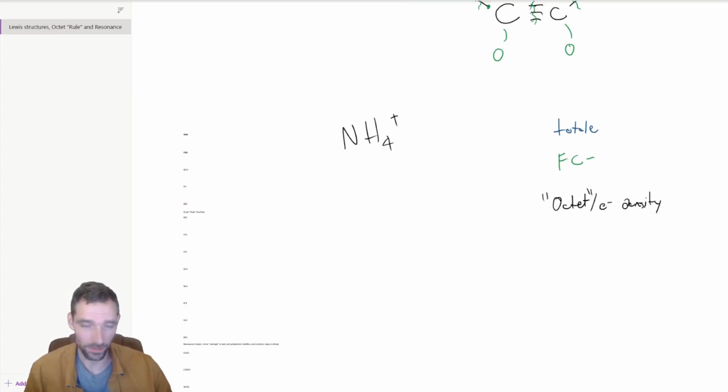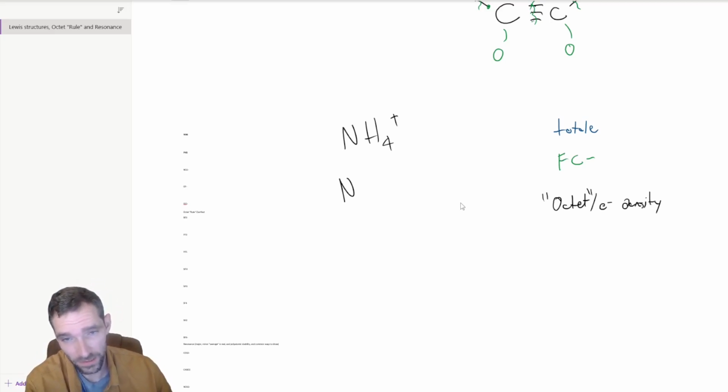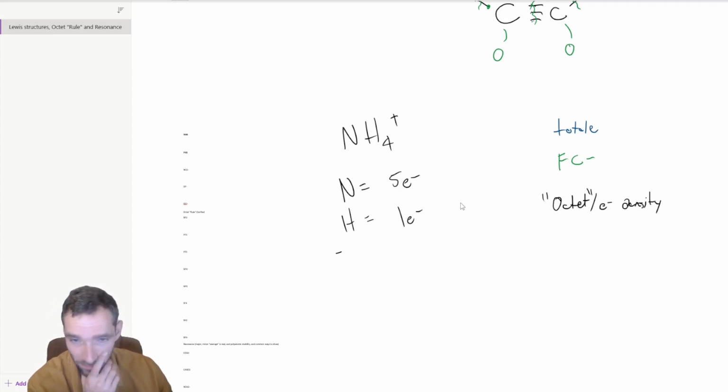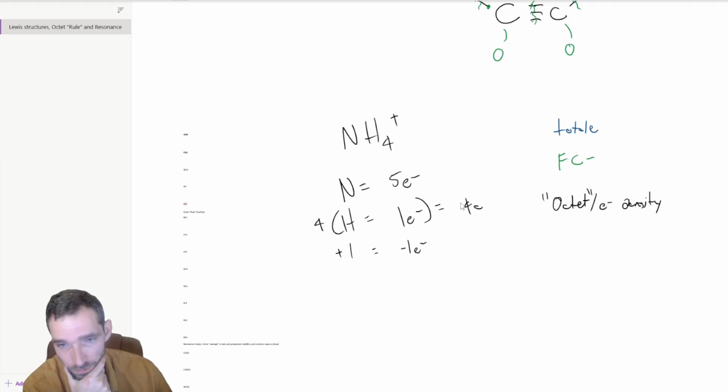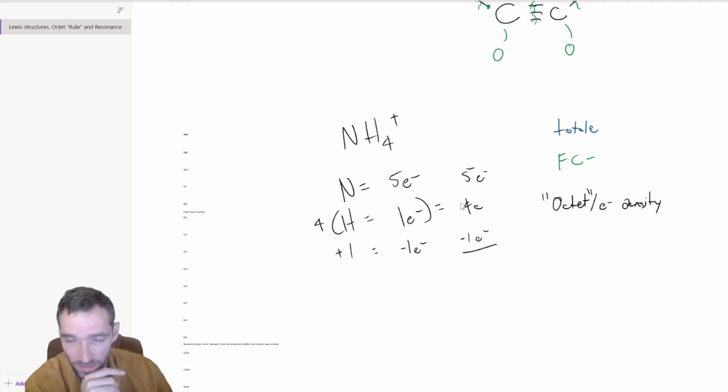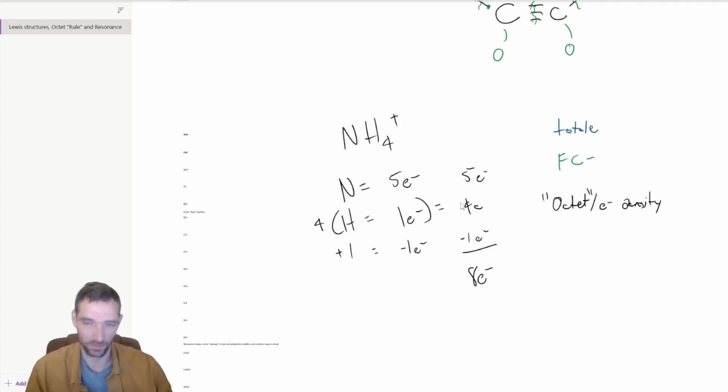NH4 plus, or ammonium, is a great example because now we've got charge on here. So nitrogen is going to be contributing, I believe, 5 electrons. Hydrogen is going to be contributing 1 electron overall, but we have a +1 charge, so it's like -1 electron from that overall charge. Now we do have 4 of these hydrogens, so they're contributing 4 electrons, 5 electrons, and we're subtracting 1 of these electrons here as well to account for that overall charge, meaning that we should have a total of 8 electrons.